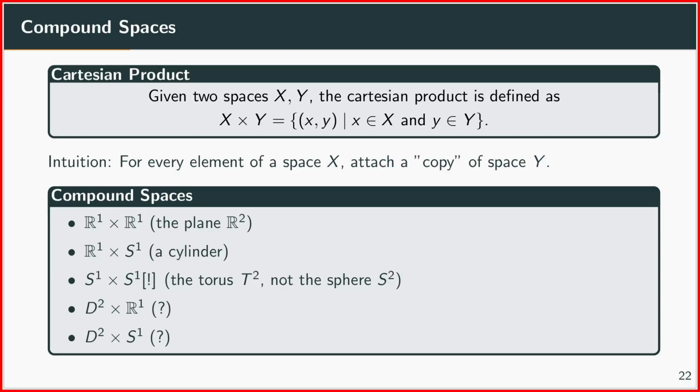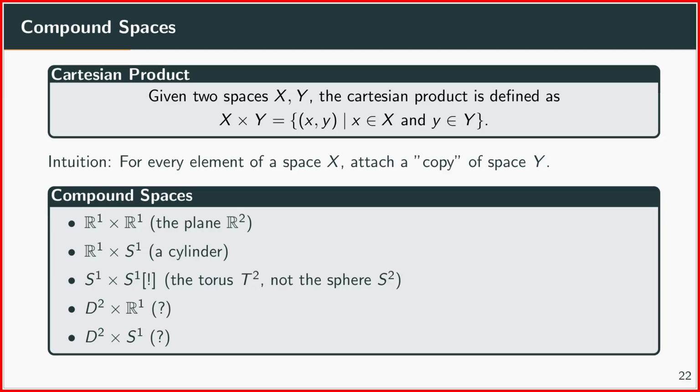For that, the most fundamental idea is, of course, that you take the Cartesian product, which is, if you're given 2 spaces, X and Y, then the Cartesian product is just defined by taking the tuple of all possible combinations of X and Y coordinates. For me, a good intuition is that for every element of a space X, you attach a copy of space Y to this element. And by doing that, you can construct larger spaces.